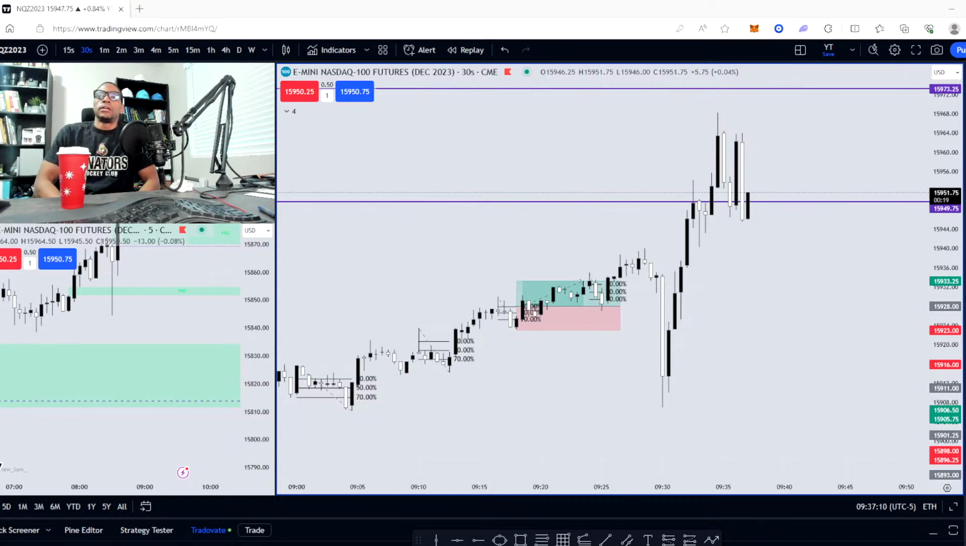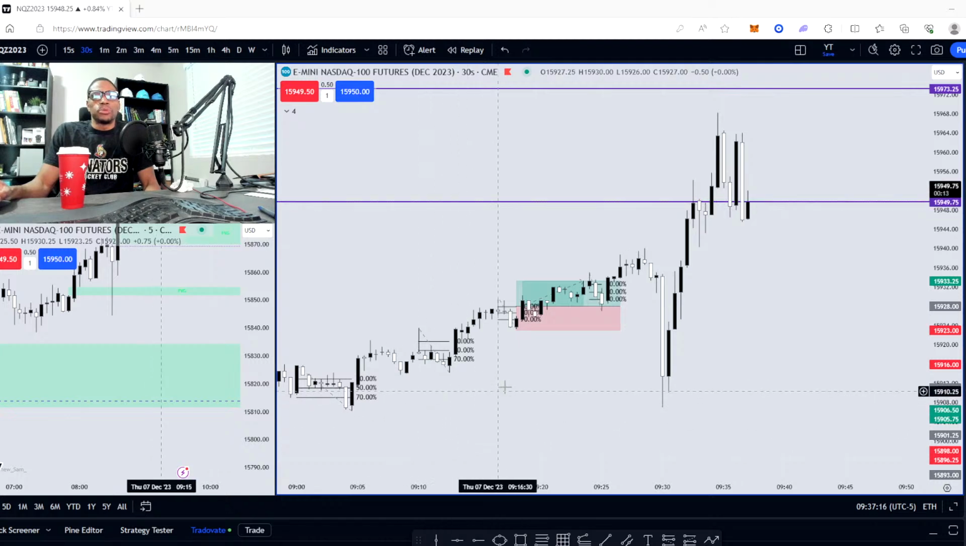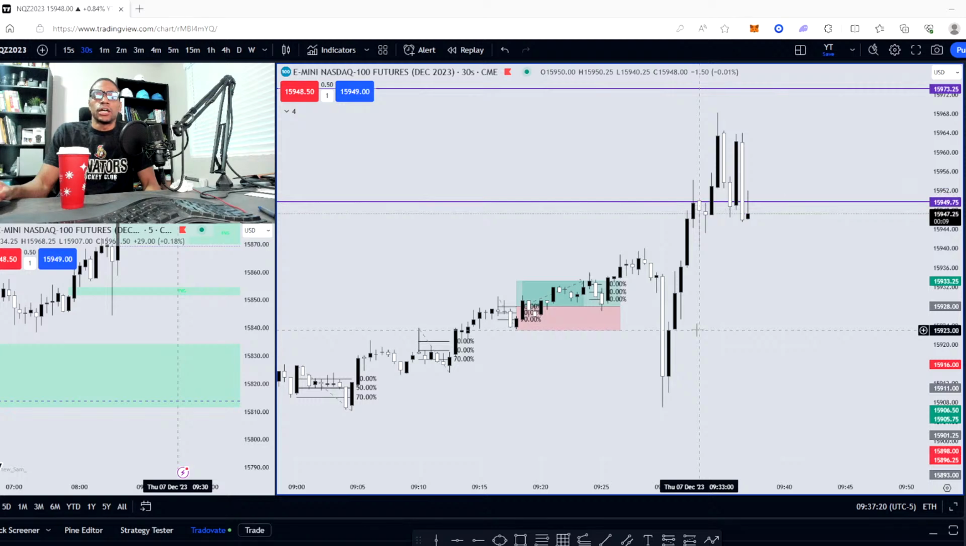Stream of E-mini Nasdaq 100 futures. Welcome to the scalping of a 30-second session. We're doing a 30-second time frame. We're doing scalping of a 1-to-1 risk reward, 5-point stop loss, coupled with a 5-point take profit.